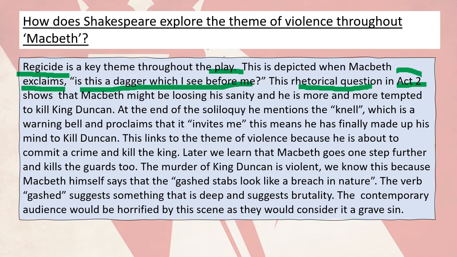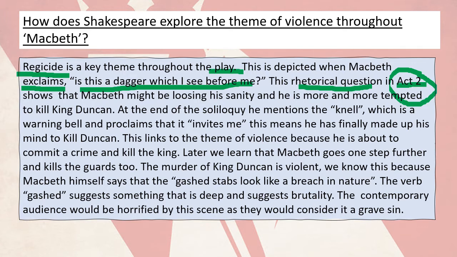Remember, if you don't know where exactly the evidence comes from in your essays, the beginning, the middle, or the end of the play is good enough. You don't have to know the specific acts and scenes. So if this person said the rhetorical question at the beginning of the play shows that Macbeth might be losing his sanity, that's fine. And he is more and more tempted to kill King Duncan.